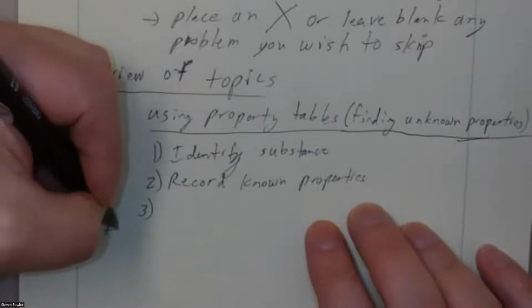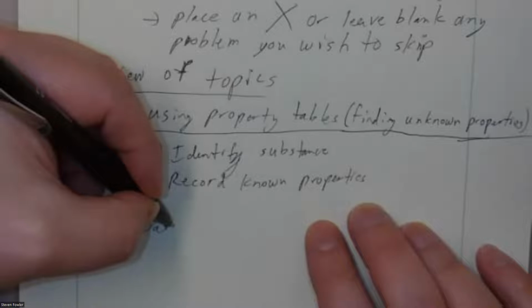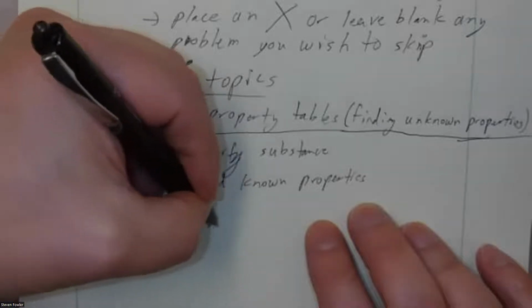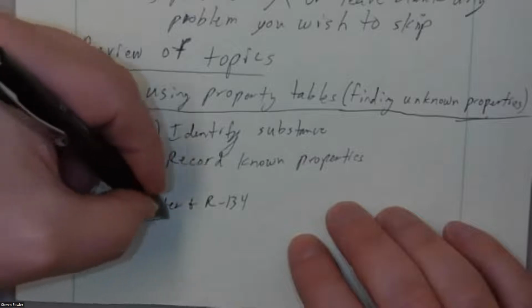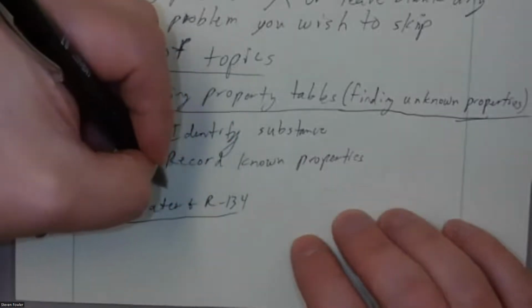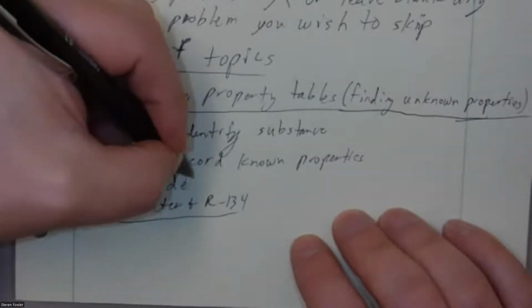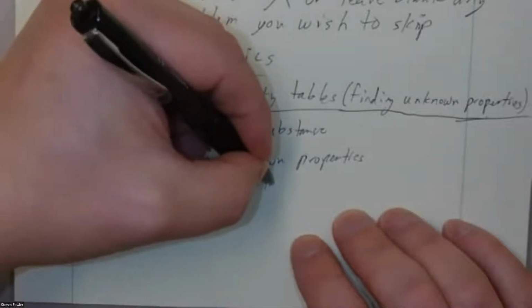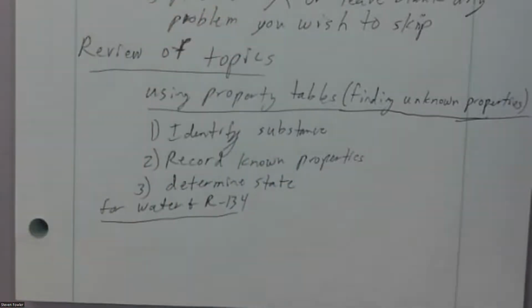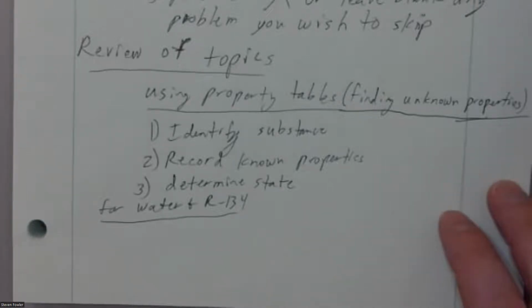You've got the water in R134a. Step 3 kind of falls into this category: determine the state. Determine the state. And that basically means what table, what row, if we're using tables. Or what is it specifically that I need to know about this substance at this point to determine other properties.